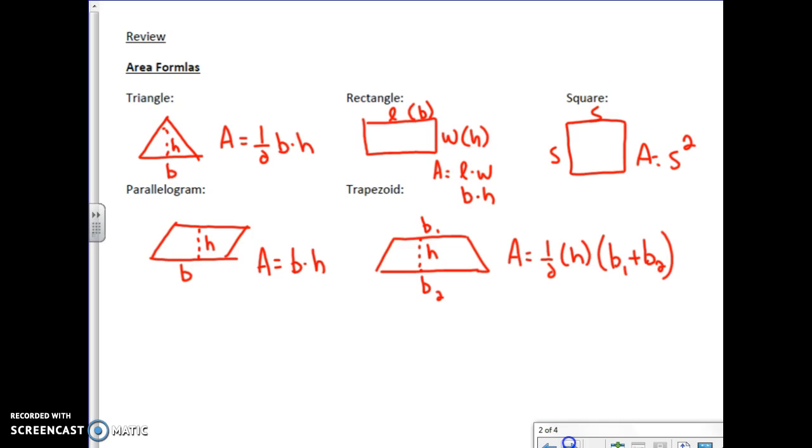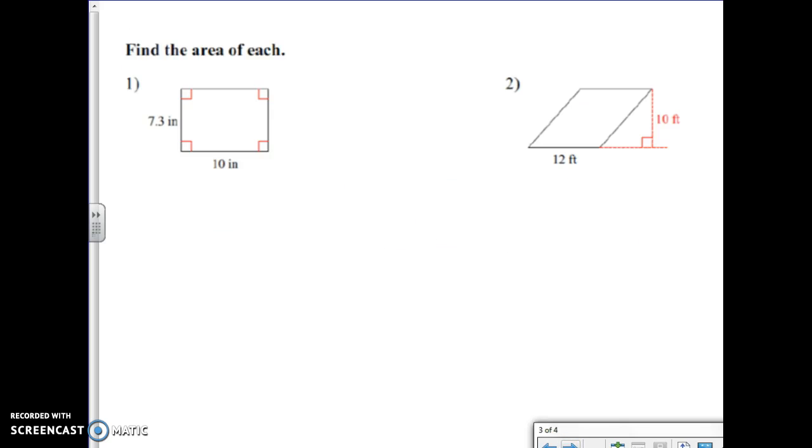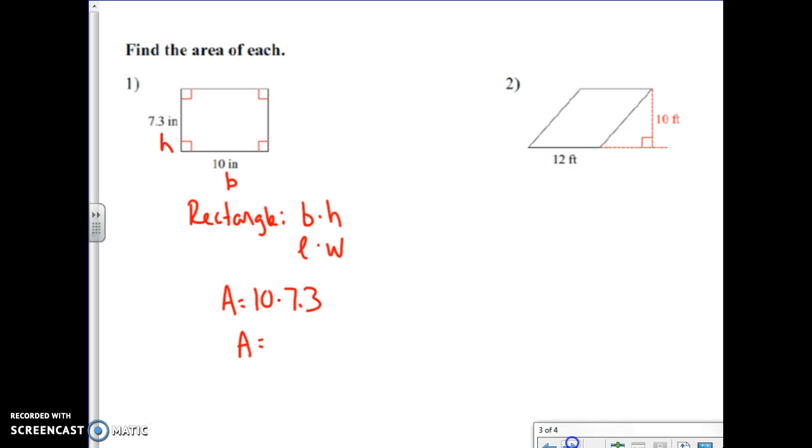So what I want to do is take a couple minutes and apply this to some problems. Let's look at this figure right here. It looks like I have a rectangle. If I remember, a rectangle is base times height, or length times width. In this case, this is my base, that's my height, so I'm taking 10 times 7.3. So the area of this is 73 inches squared.